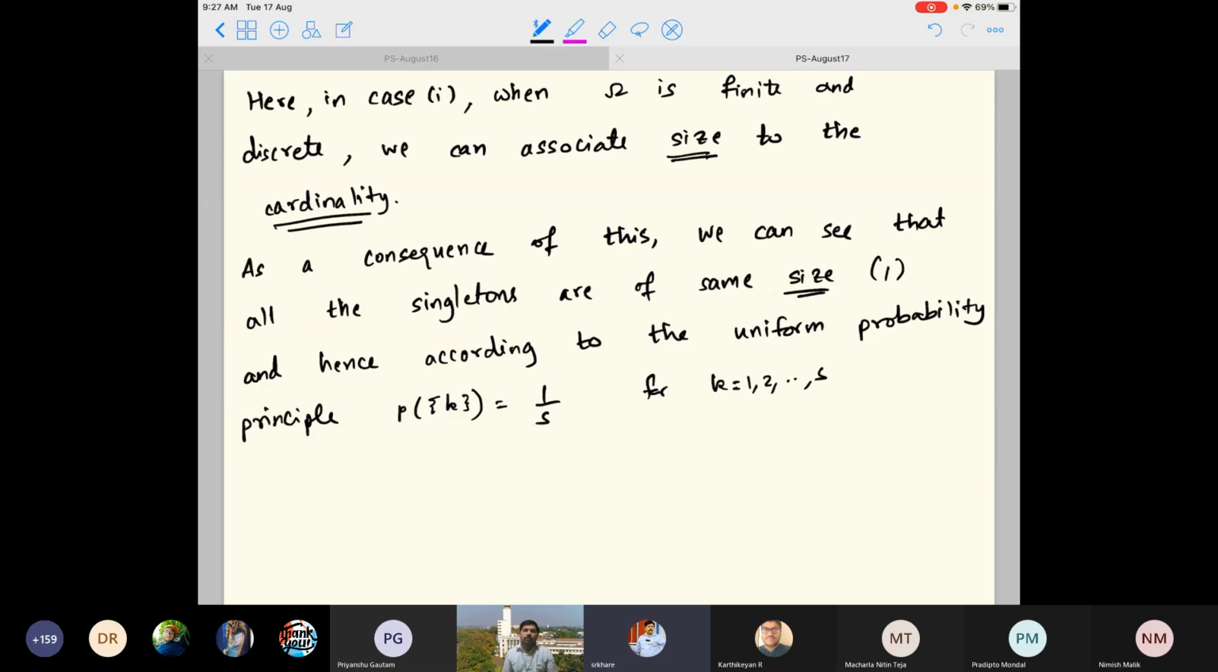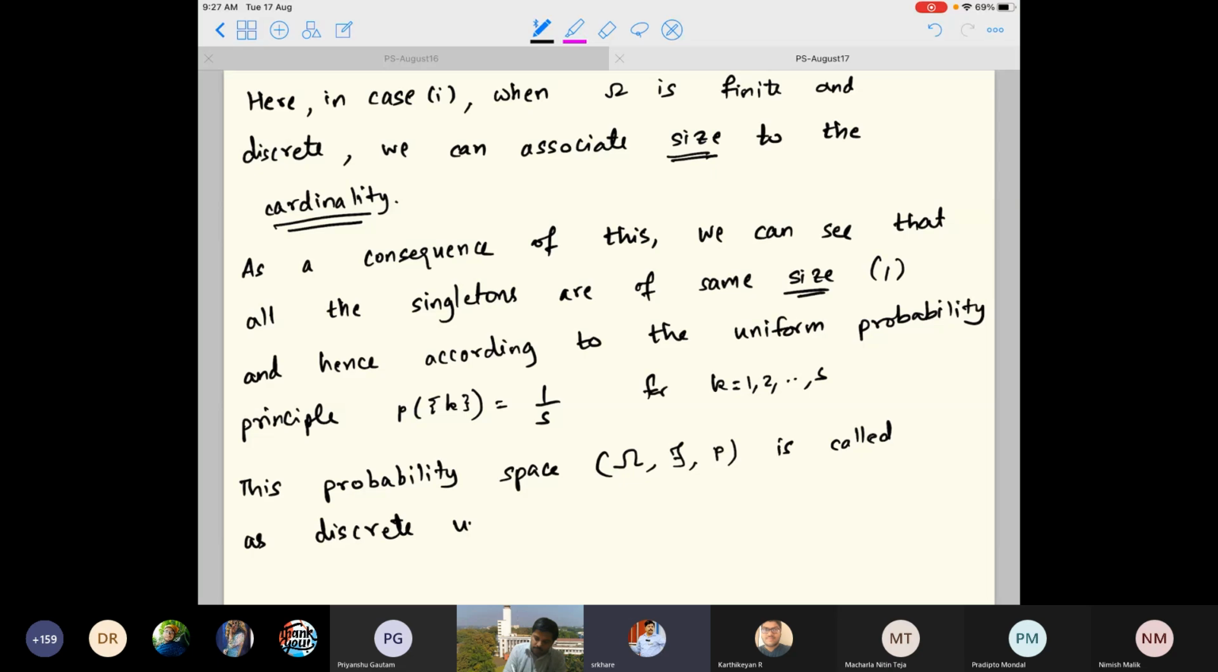So what is this probability space? I'll just write it down. The probability space is omega, F, and this probability assignment. This triple together is called a probability space. This probability space is called a discrete uniform probability space.